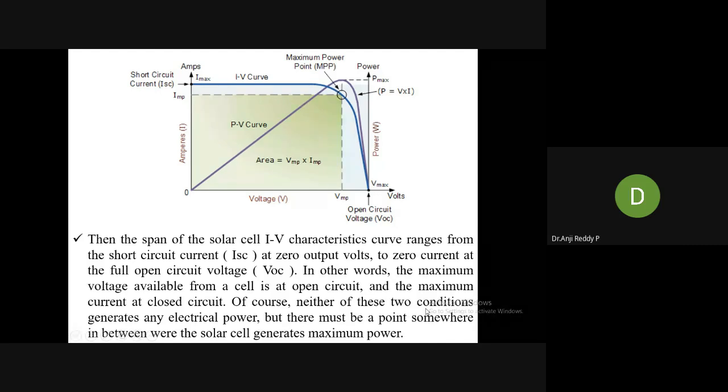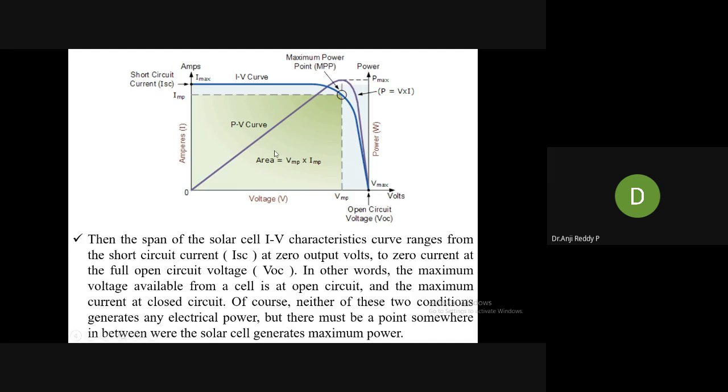Neither of these two conditions, short circuit current and open circuit voltage, generates any electrical power. In those two cases, we are not getting any electric power. That is zero. But there must be a point somewhere in between where the solar cell generates maximum power. If you observe from short circuit current to open circuit voltage, at one point the power should be maximum. We can call that the maximum power point, and we have to study about that point.